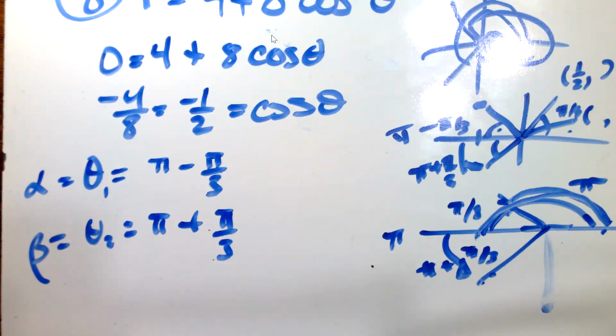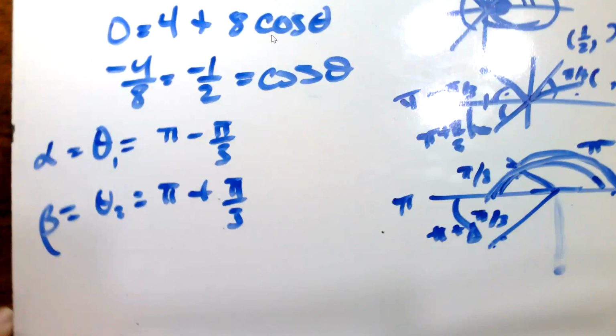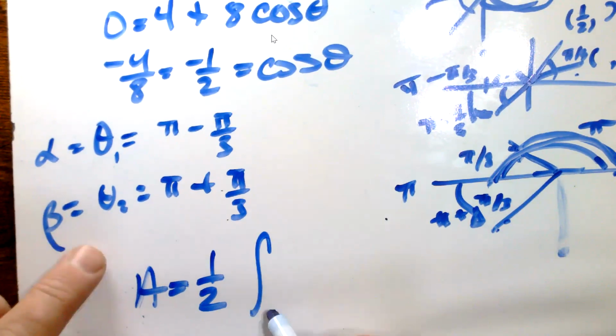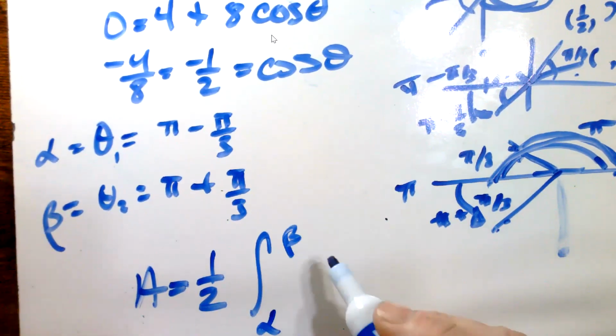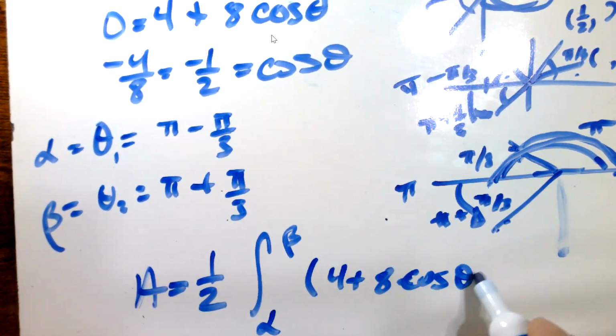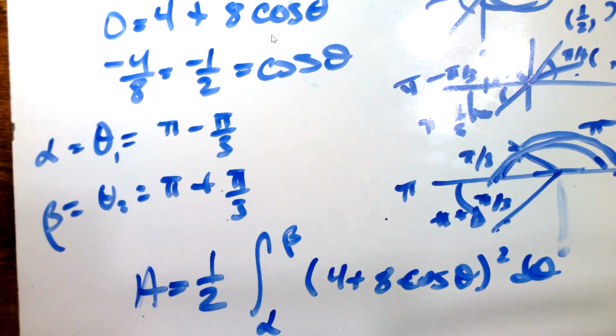With these, we can utilize technology and the formula that we just saw in GeoGebra to integrate that result. What we're going to be integrating now that we have the angles is: the area is equal to 1/2 the integral from alpha to beta, these two values that we just found, of 4 plus 8 cosine of theta, squared, d theta. We could multiply this out and carry it out, but let's use technology to simplify that result. Let's jump over to GeoGebra and do that now.